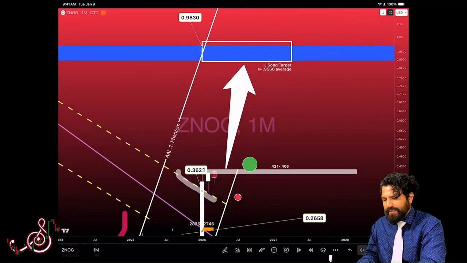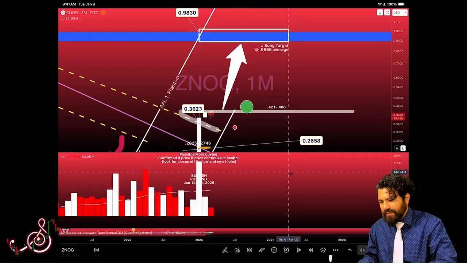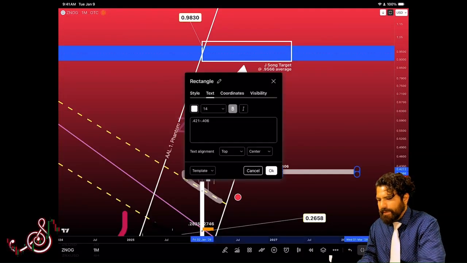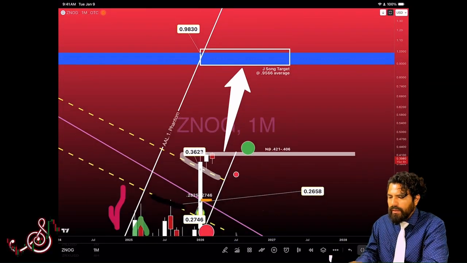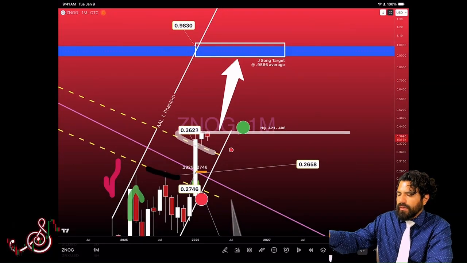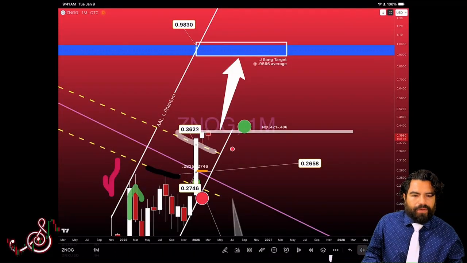So if you guys are waiting to take action on ZNOG, structures above this are going to be quite beneficial. This is where your current end cut is at. Or one of the current ones. And I think that's all I'm going to give you guys.